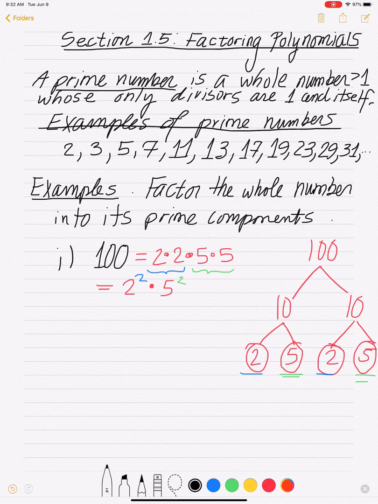So here you have it. This is your prime power factorization of 100. So that's the way you write 100 in prime power factorization: 2 squared times 5 squared. So you have 2 copies of 2 and 2 copies of 5 that make up 100. So the prime numbers are the building blocks of all other whole numbers.